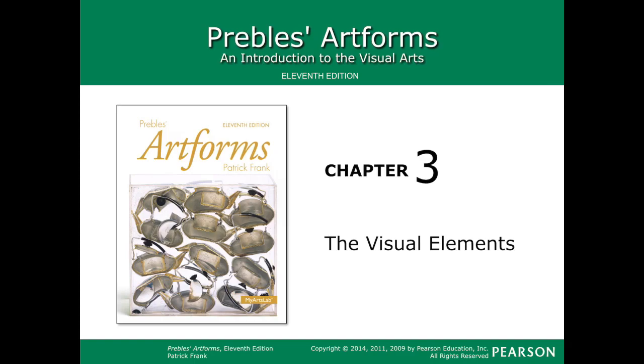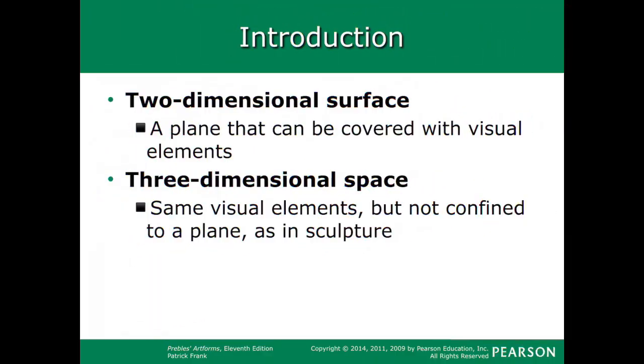Hello and welcome back. We are going to talk about Chapter 3, the visual elements. When it comes to talking about the visual elements, we like to separate them between two types of works, two-dimensional surfaces and also three-dimensional space. When it comes to these visual elements, you'll notice many similarities.